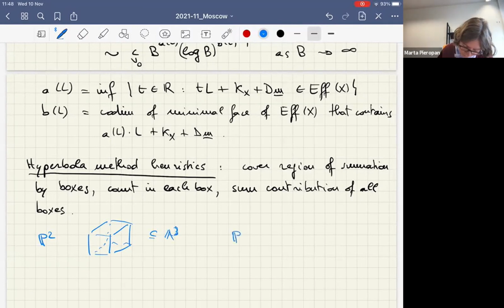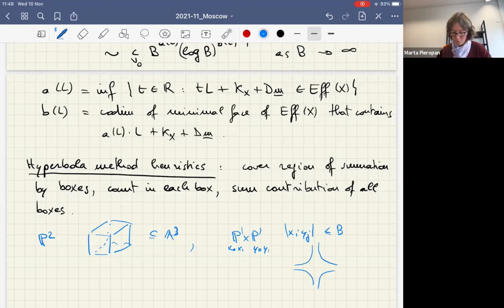But if we go, for example, on P1 times P1, then the conditions where we want to count our points are something like xi, yj at most p. And now each of these conditions gives me something which looks like a hyperbola type of condition. Now this is just for the two chosen variables, and I have such things for each of the pairs of variables, and I have to intersect all of the conditions. So that's where the hyperbola term comes from for me.